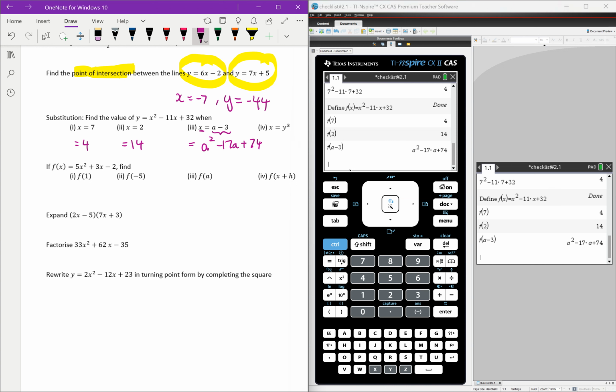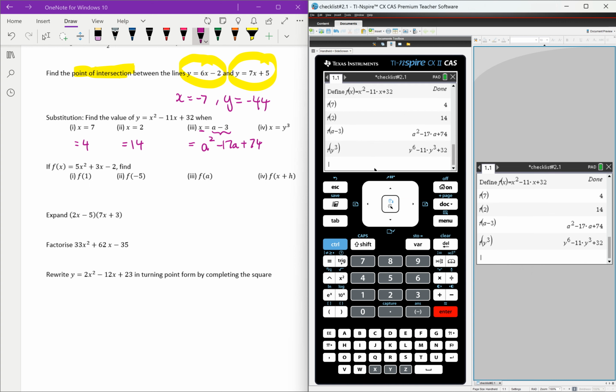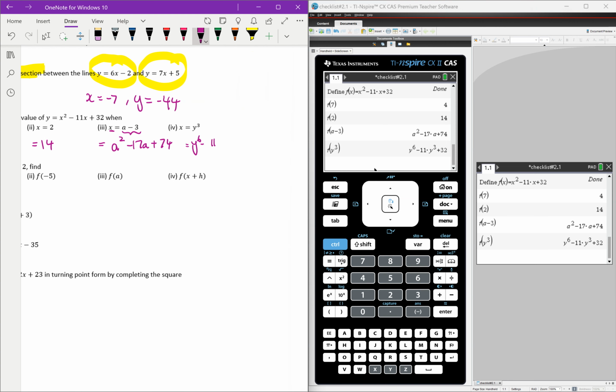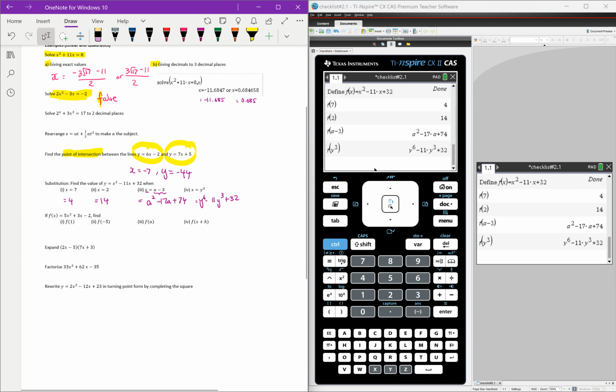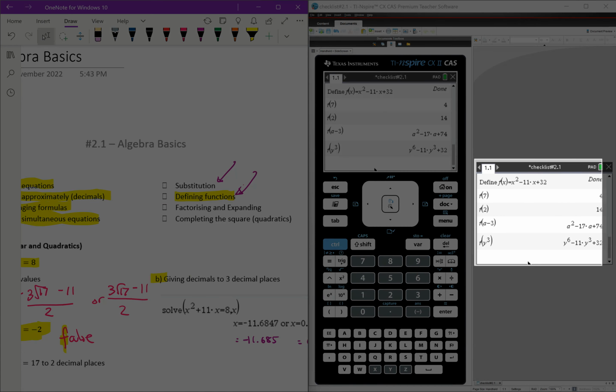So here, same thing, f of y cubed. And that is my answer there. So y to the power of 6 minus 11y cubed plus 32. So what I essentially just taught you there is how to utilize the idea of defining a function, which is very useful, which is this step here.